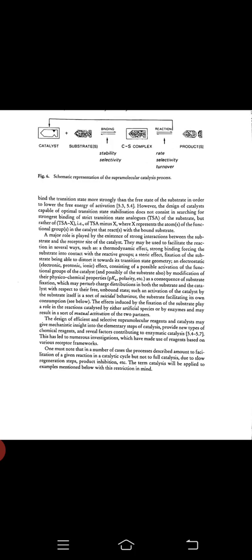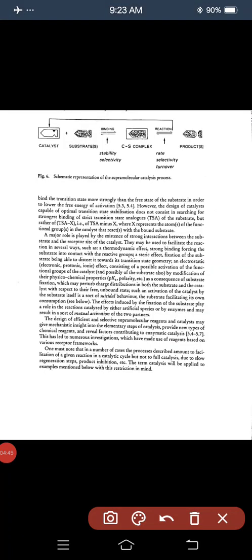You can see in the above diagram a schematic representation of the supramolecular catalysis process. That is the catalyst, and this is the substrate. Catalyst and substrate undergo a binding process to form a CS complex. C means catalyst and S substrate. This reaction is an adsorption reaction, not absorption, because enzymatic or catalytic reactions are adsorption reactions. Catalysts adsorb a layer of the substrate. After that, the unstable CS complex is converted into a product. This step determines rate, selectivity and turnover.